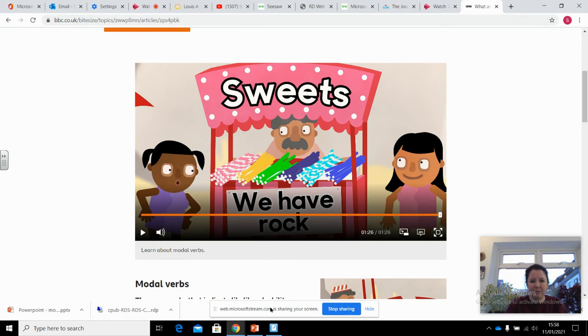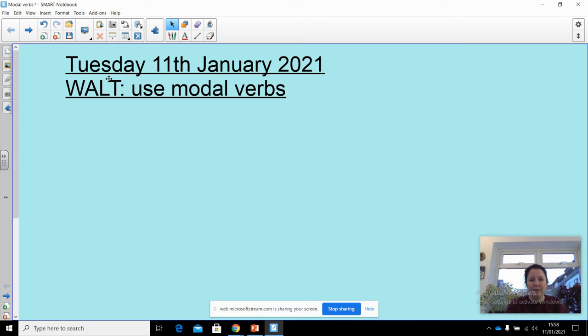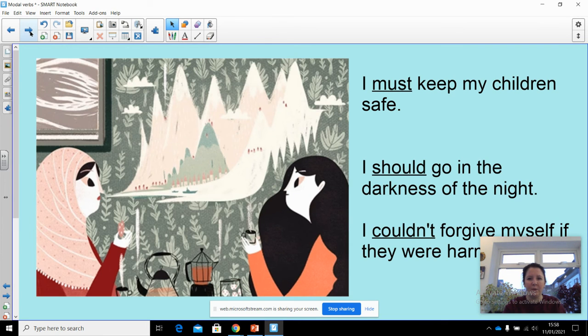Let's go back to this presentation here. So today you're going to complete a worksheet practicing how to modify verbs using modal verbs. So this is why. We are going to be looking at this picture tomorrow in a lot more detail. Here is mother and she's meeting her friend and they're talking about how some people are looking for safety and going to the mountains for safety.